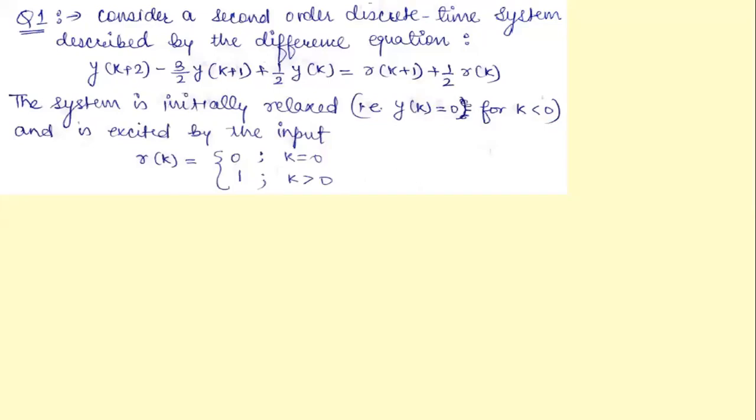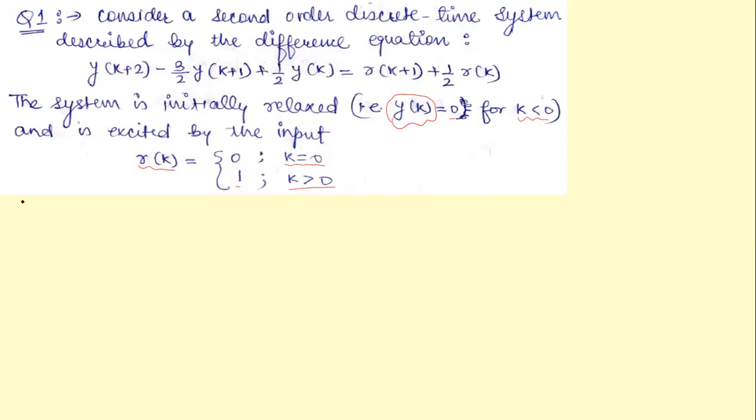A second order discrete time system is given, which is expressed by the equation as mentioned in this statement. And it is also given that the system is relaxed, that is, the response is 0 for all the values of k less than 0. And the input to the system is 0 for k equal to 0, and 1 for k greater than 1, right? So we have to find out the response of the system, right?